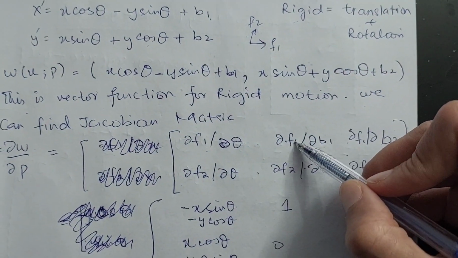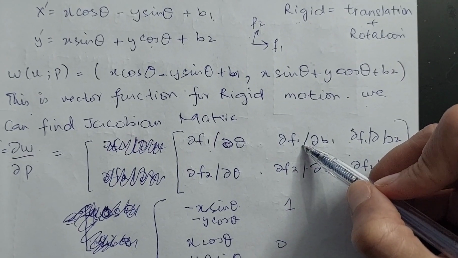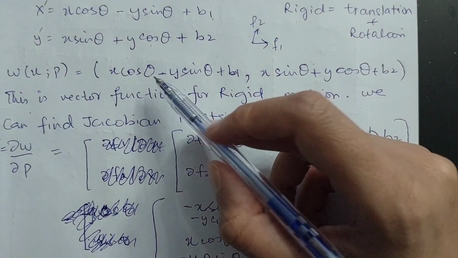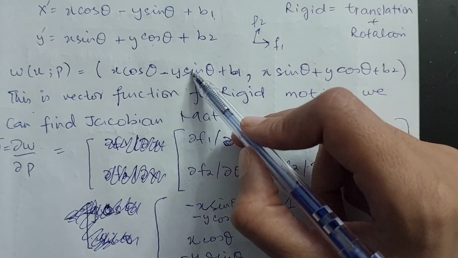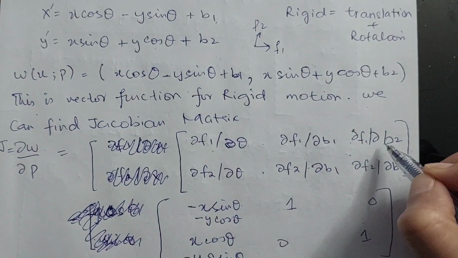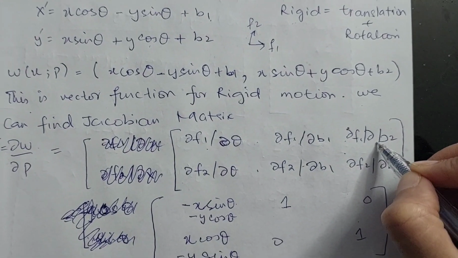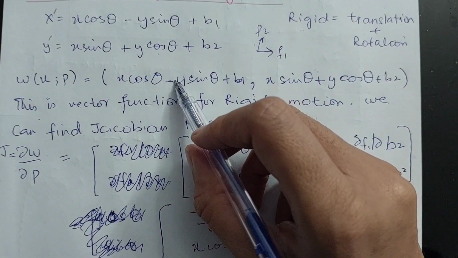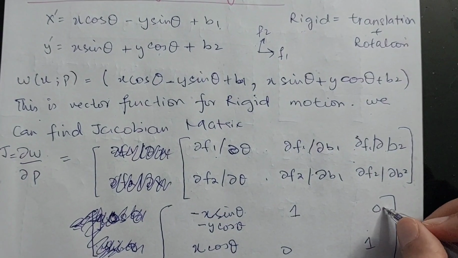Now I'm going to do the partial derivative of this first function with respect to b1. So this term will generate 0, this term will generate 0, and this term will generate 1. Now I will do the partial derivative with respect to b2. Since there is no b2, I get 0.